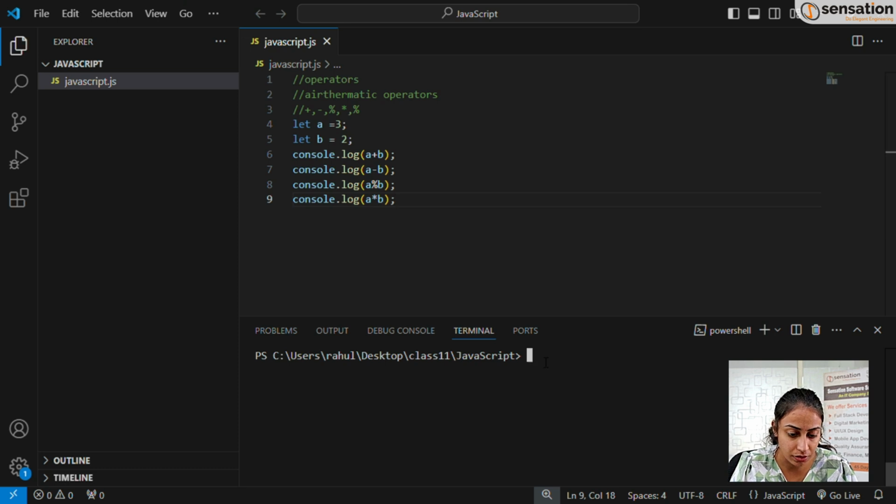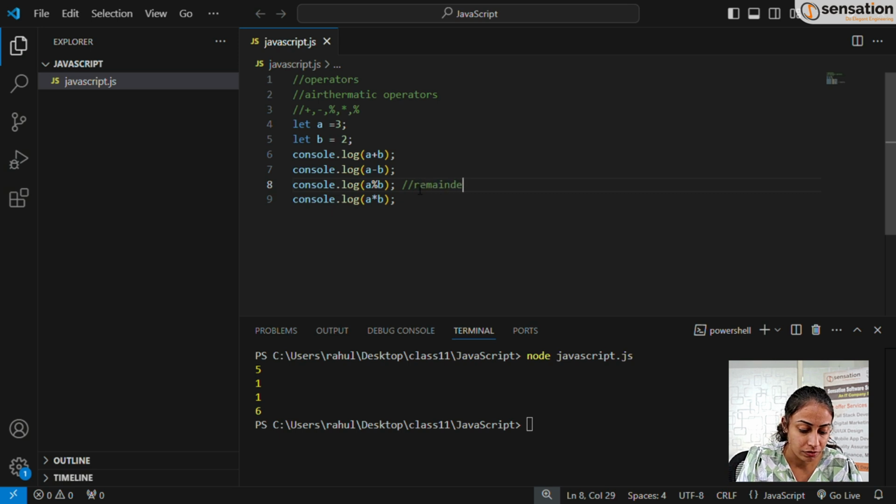Open the terminal and run the command node javascript.js. We have 3 plus 2 is 5, a minus b, 3 minus 2 is 1. For a modulus b, when we divide 3 by 2, we have remainder 1, so modulus gives the remainder. Next is a multiplied by b, which is 6. These are the arithmetic operators.